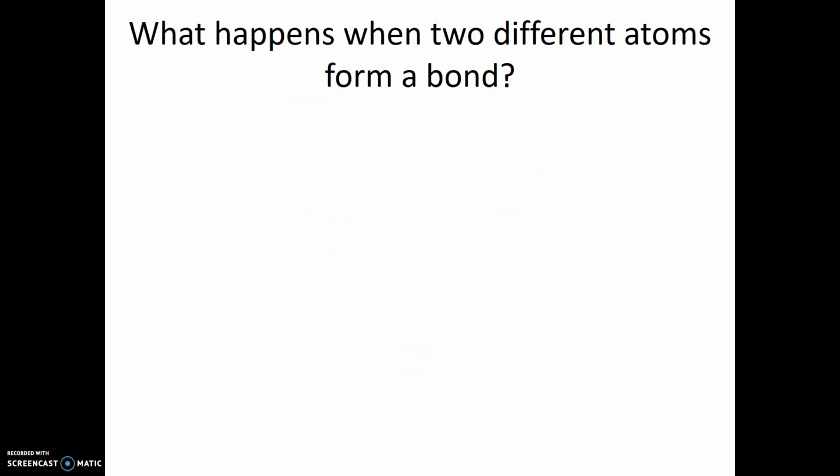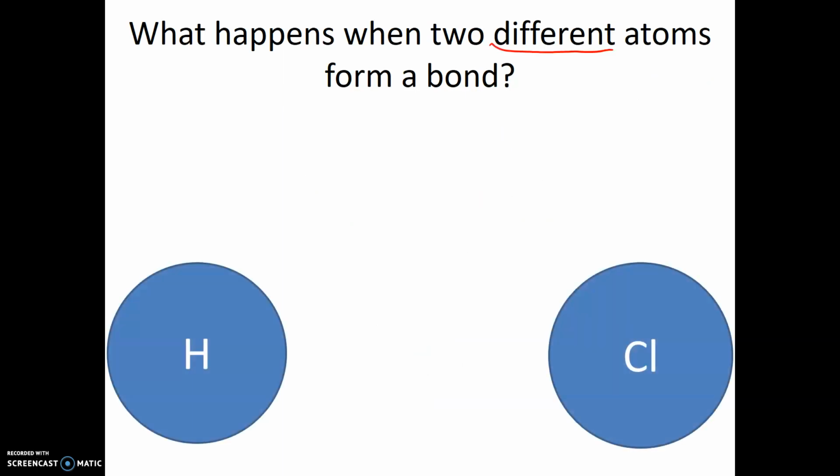So what happens now when we have 2 different atoms forming a bond? Now we've got hydrogen and chlorine coming together. We've got an electronegativity in hydrogen of 2.1 and an electronegativity of chlorine of 3.0. So which one do you think the electrons are going to want to spend more time around, between hydrogen and chlorine?